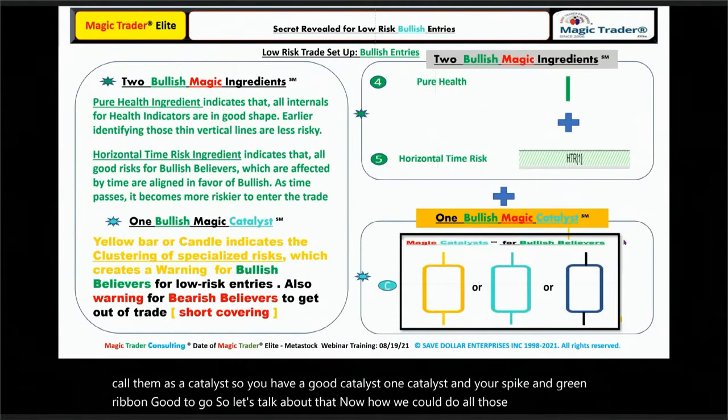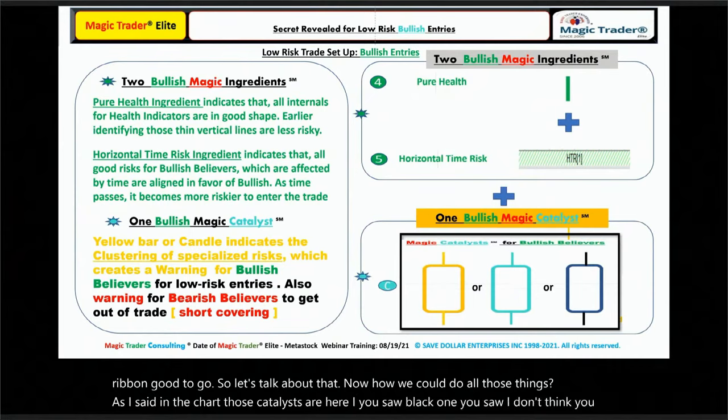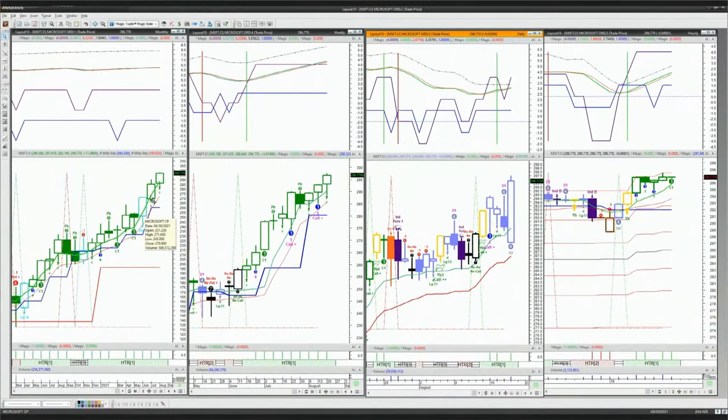So as I said, in the chart those catalysts are here, right? You saw the black one. I don't think you saw turquoise, but I forgot to show it right here. Look, the turquoise bar came on the monthly, and look what happened. It really moved, right? From the 260 area to the 290 area. So those catalysts are very powerful. Catalysts came in here, catalysts came in here. So that's how you recognize them. Look, the black is the catalyst. It came in here. So black catalyst and neutralization is ready to go, and results are very obvious.